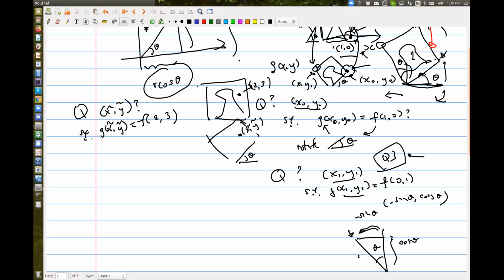Actually, my point here probably is not this location. Let me put the point to make it more realistic. Let's see, 2 and 3 maybe is somewhere here. Let's say, yeah. So this point here.